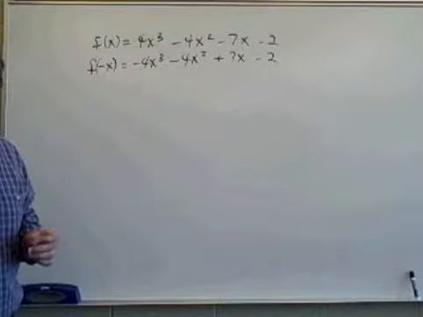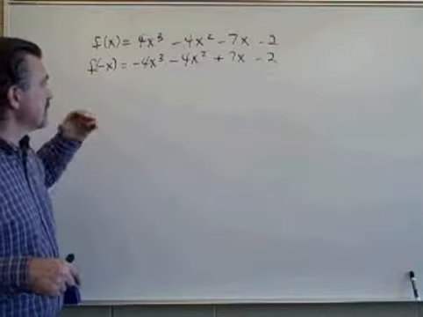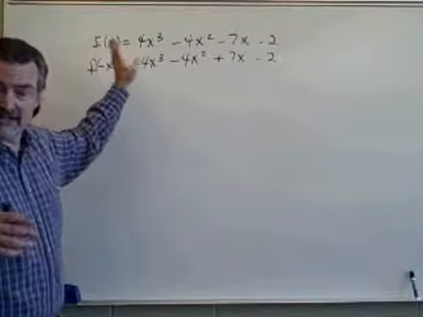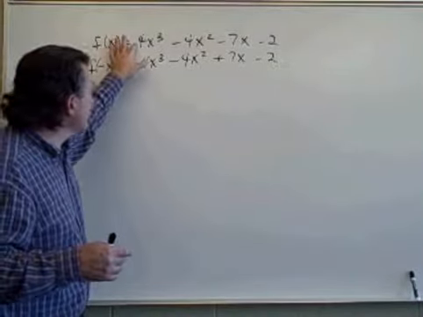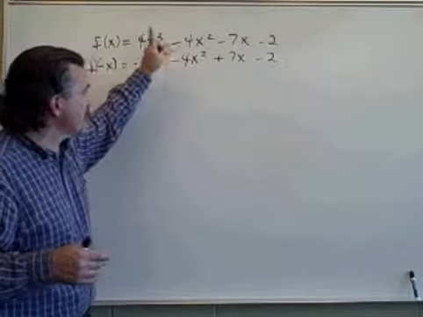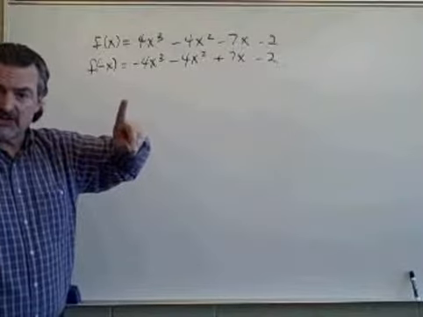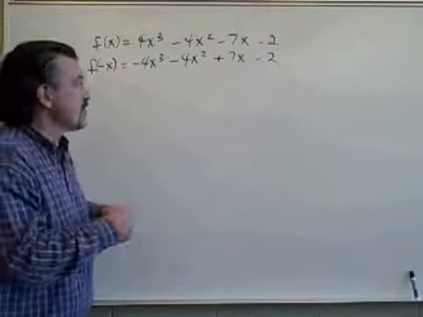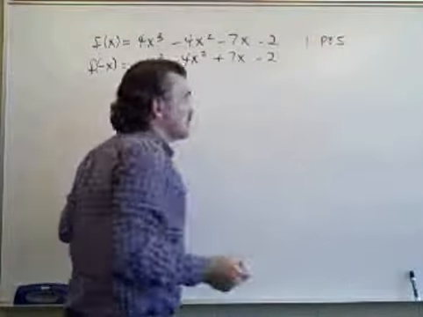According to Descartes' rule of signs, if we count the number of changes in the signs of the coefficients of f of x, that'll tell us how many positive real zeros we would have. This is a plus 4 to a minus 4, that's one change, and then it stays minus, so only one change in the signs of the coefficients of f of x. So that tells us there would be one positive real zero.